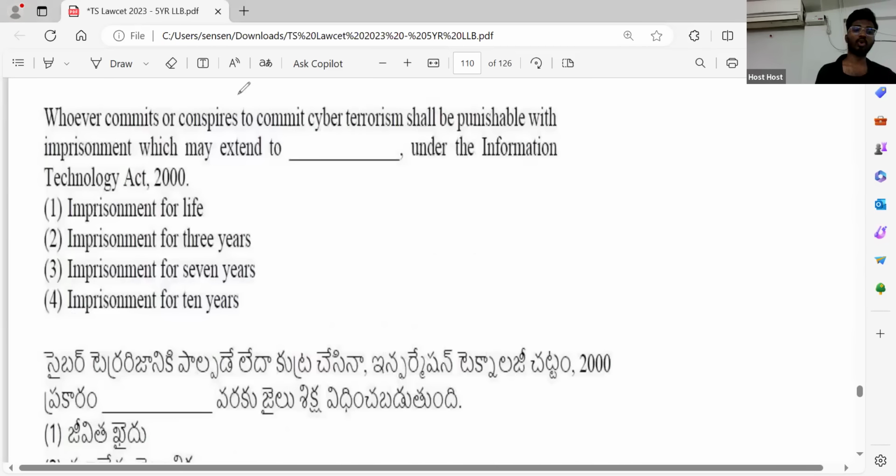Whoever commits or conspires to commit cyber terrorism shall be punishable with imprisonment, which may extend to how many years under the Information Technology Act? Okay, Ipsita, you got it right. Imprisonment for life. So for your entire life, you will be in jail if you are committing cyber terrorism. Next.